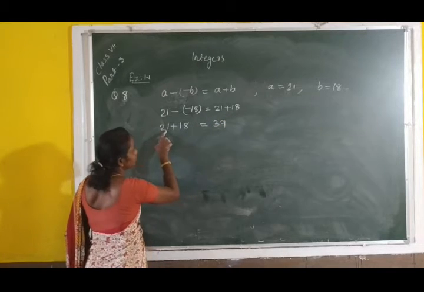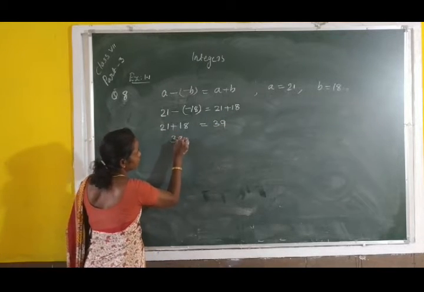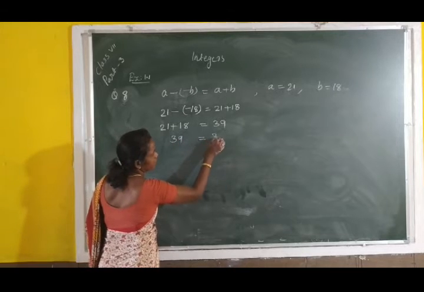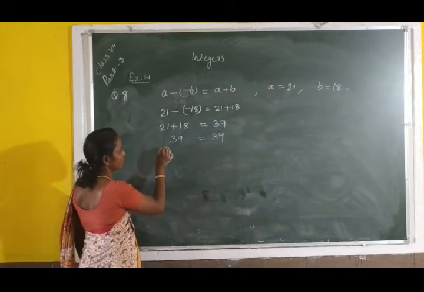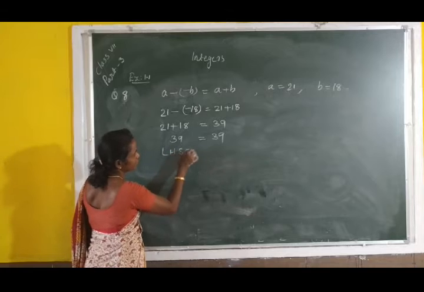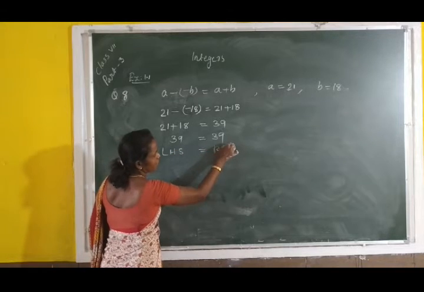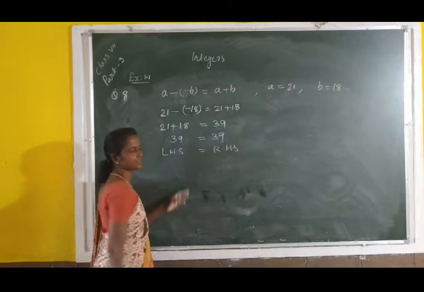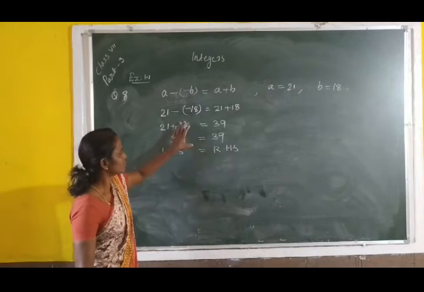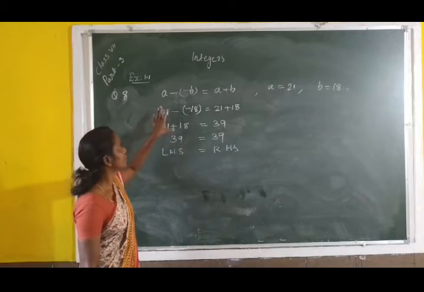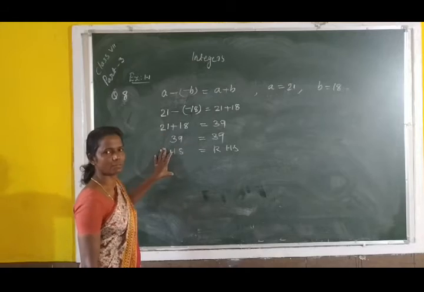So look, 21 plus 18, which number? 39 is equal to 39. So LHS is equal to RHS. Then same as the previous question. So is it clear? This is question number 8, the first one.